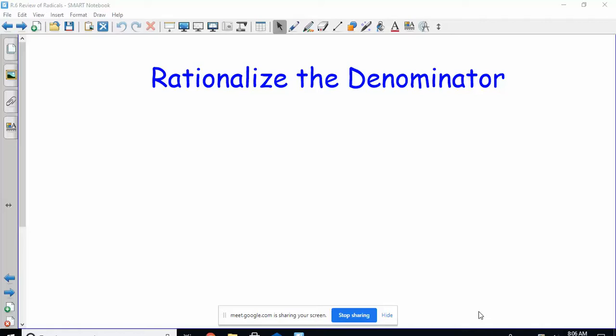On Friday, we were working with breaking down radicals, and I did the majority of the section. The last thing that we have to talk about is rationalizing the denominator. You guys did this back in Algebra 2. Do you remember what I mean when I say rationalize the denominator?